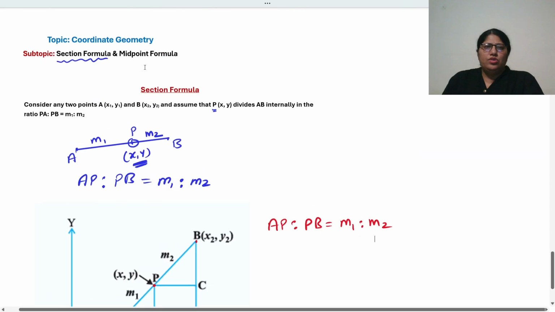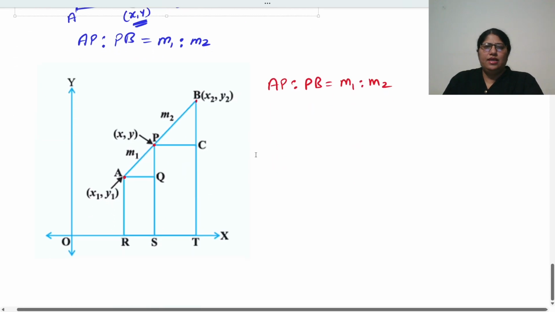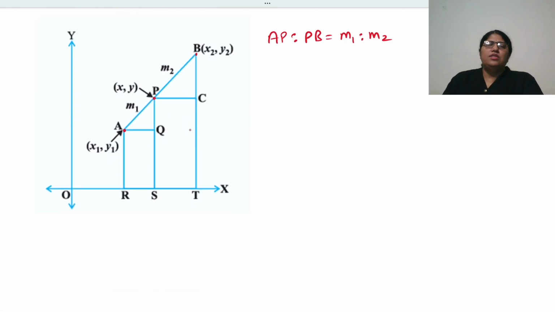So how are we going to use this? Here I first need to find the lengths. You can see two triangles, AQP and PCB, and these two triangles are not congruent. So first let us find the lengths. What is going to be the length of this AQ side here? Let me first write down the lengths of all the sides.